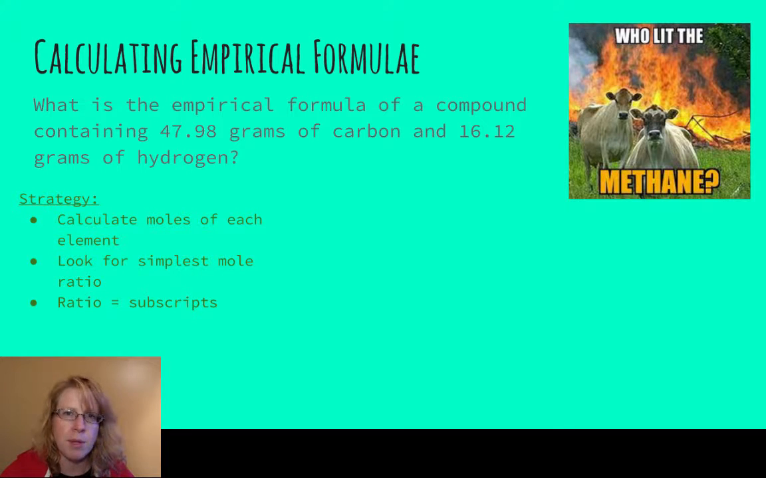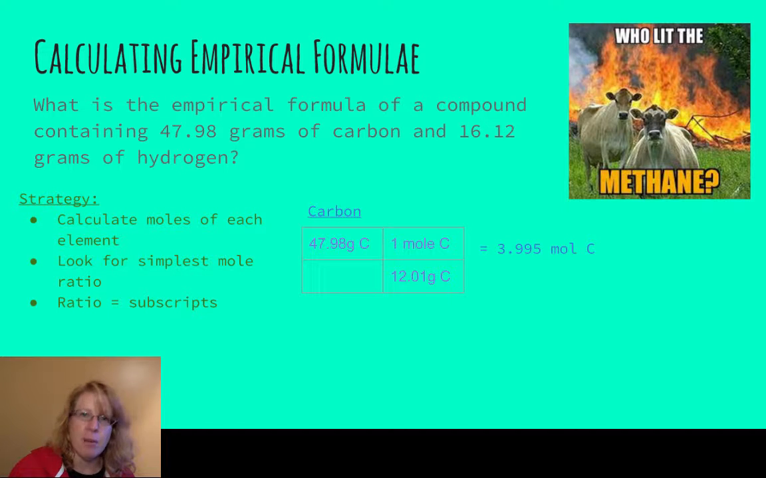It's always going to be some sort of simple whole number, usually less than 5 or 6, but it should be a simple formula. And then that ratio becomes our subscripts. So here's what this looks like. Number 1, I'm going to analyze carbon. Here's my little wonder fraction, figuring out how many moles of carbon I have. I started off with 47.98 grams of carbon, and then this right here is our molar mass of carbon. So I'm dividing by molar mass in each case. So this would give me 3.995 moles of carbon present in this particular sample.